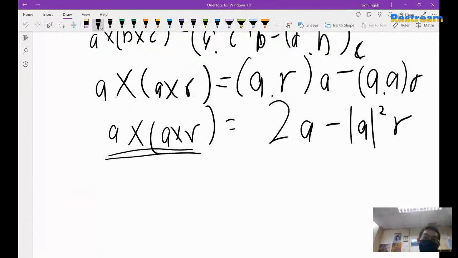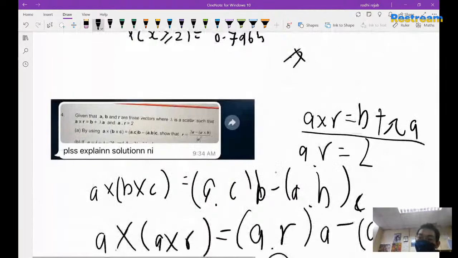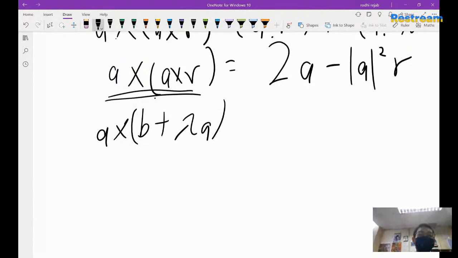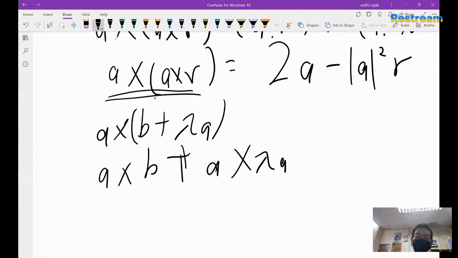A cross R can actually be expanded into A cross A. Before that, just sub, because we have A cross R right here. A cross R is B plus lambda A. So let's just change it into B plus lambda A. Now we can expand into A cross B plus A cross lambda A. Because lambda is a scalar, you can take it out and it will be the same.